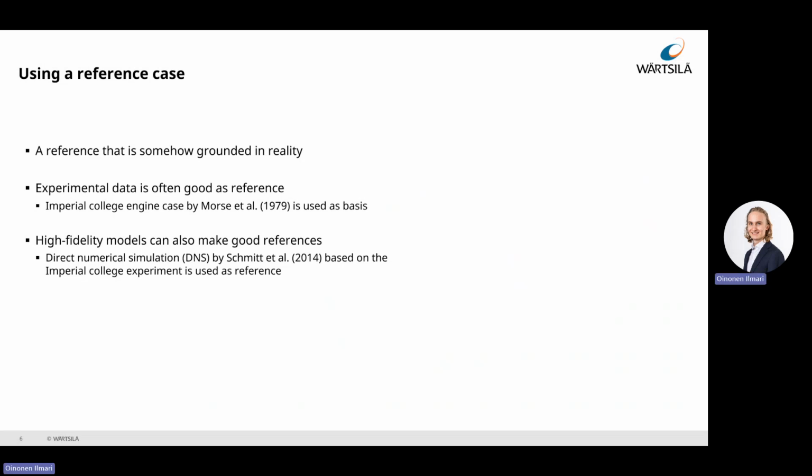Another way is to use an already well-validated model case as a reference. In this case, the DNS study by Schmidt et al. is used. In CFD, DNSs are very high-fidelity simulations, of which a very wide range of data can be extracted, more so than from experiments.